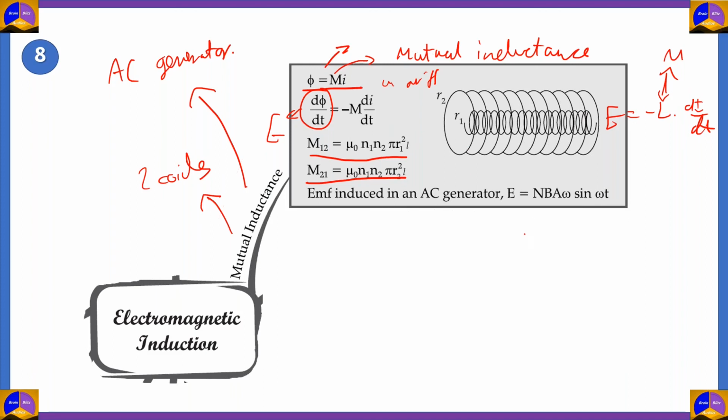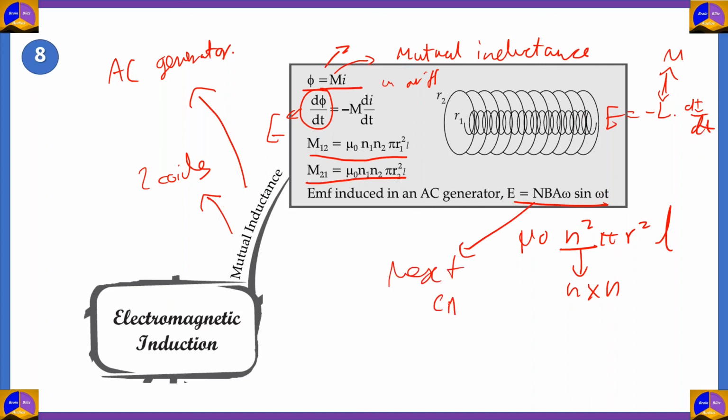So in the other formula, we had mu naught N square pi R square L. The reason why it was N square is because it was N times N. So it was self-inducted. The coil itself was inducing current. But over here, it's a different coil which is inducing the current. So it'll be N1, N2 instead of N square. And when it comes to EMF that is induced in the AC generator due to mutual inductance, the final formula is NBA omega sine omega t, which is learned in the next chapter, alternating current, where we will discuss it in some detail.